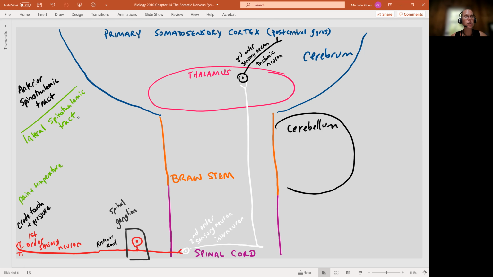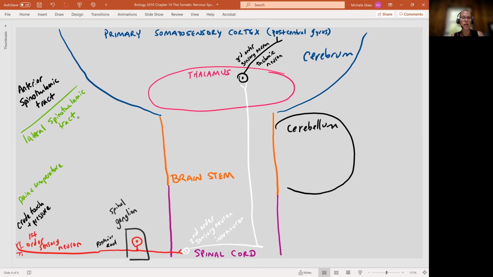And the rest of the picture stays the same. Now, of course, this is located in a different part of the spinal cord. The lateral spinothalamic tract would be in the lateral white column. We've already talked about that. And of course, the other key difference is that we're collecting different kind of sensory information.